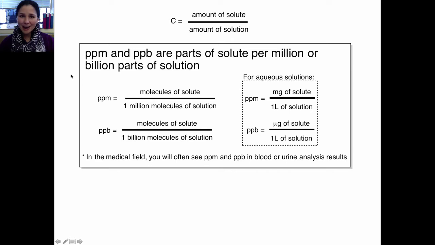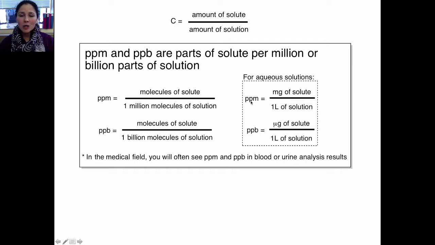One category of concentration unit are the parts per million and parts per billion. This literally translates as parts per million or parts per billion, and it tells you how many molecules of solute are in 1 million or 1 billion molecules of solution. These are one set of definitions that you can use to calculate parts per million or parts per billion. Another one is over here.